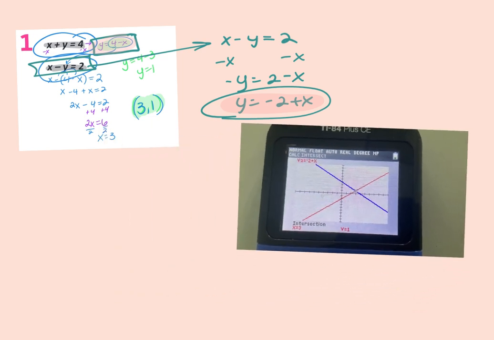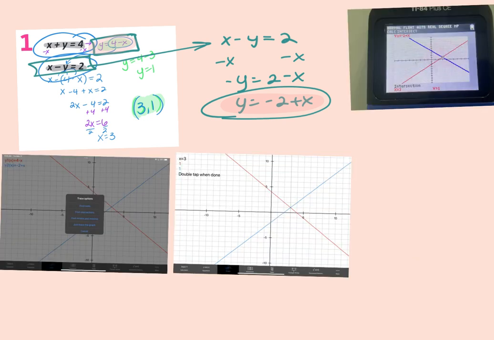Your other option is your app, like the EduCalc Classic. That app will also do the same thing. All right, so we went to the graphing utility. We hit the graph. We went to the equations tab, and we typed in the equations, and then you hit graph, and it takes you to this screen, and then you double tap your screen, and this little box shows up, and you're going to pick find intersections, and then you have to tap where they intersect, and it will give you the coordinate point at the top.